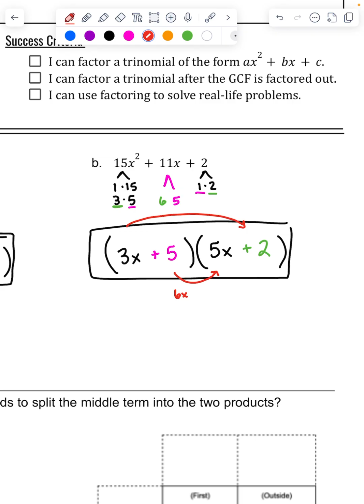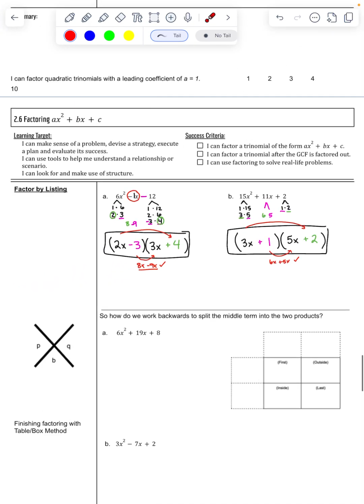I did something wrong. Oh, it's not a 5. See, this is why we double check ourselves. This shouldn't be a 5. This should be a 1. Because that was the number 1 right here. I accidentally looked at that 5. You probably all caught me before I caught myself. See, this is why we check ourselves. Because 1 times 5x is 5x, which does make that 11. So we're good. And that 1 times 2. Beautiful. Nailed it. So this is by listing factors.